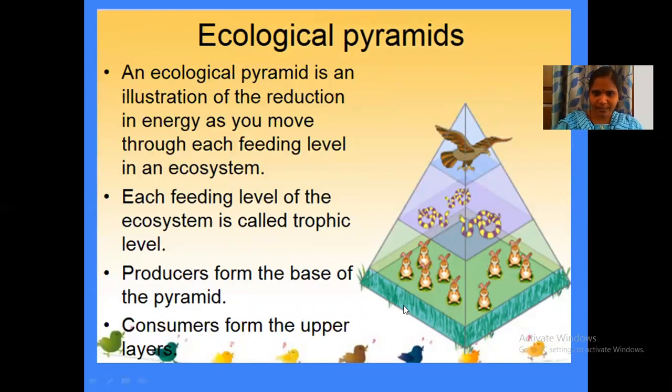So here, the base of the ecological pyramid is always the producer, and then the next level is herbivore, then secondary consumer, then tertiary consumer, and the sequence can go on depending on what type of food chain we are representing. But the base should always be the producer, and the top should be the top consumer or top carnivore. This type of graphical representation is what is called an ecological pyramid.